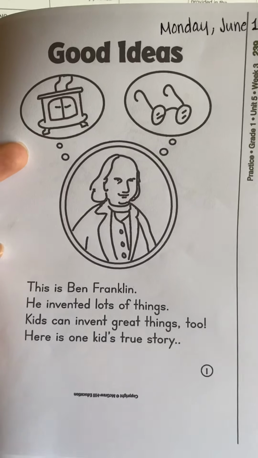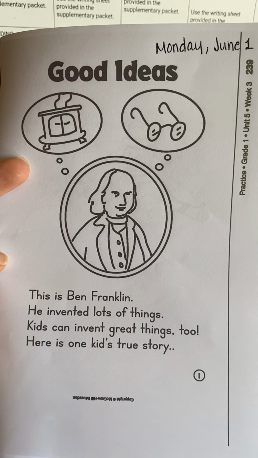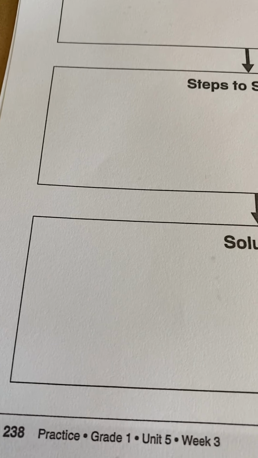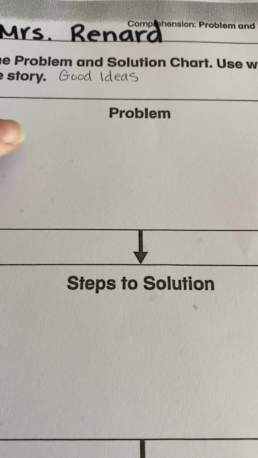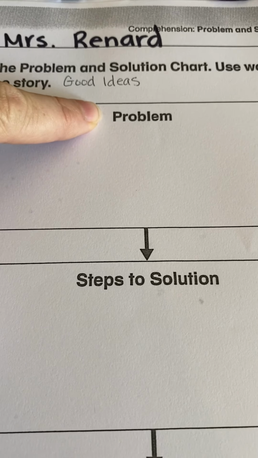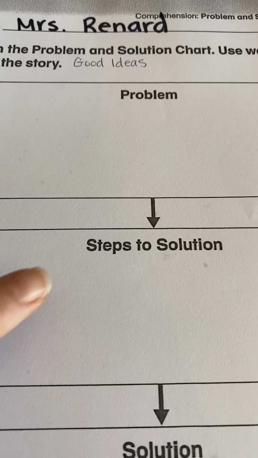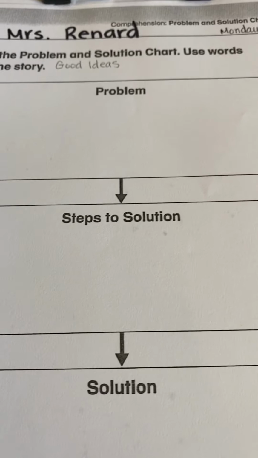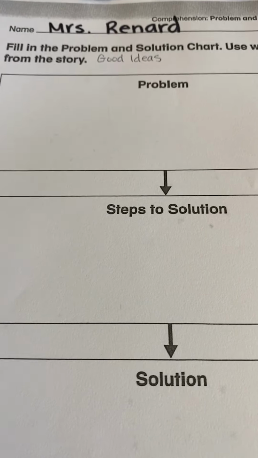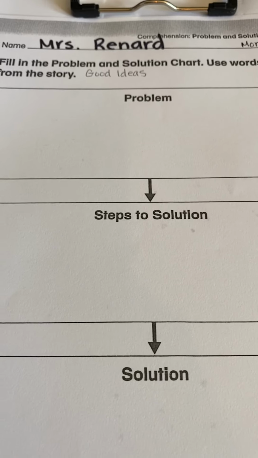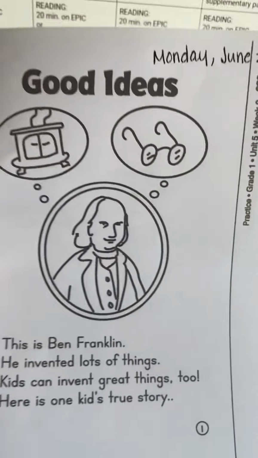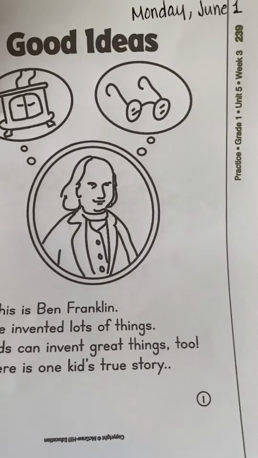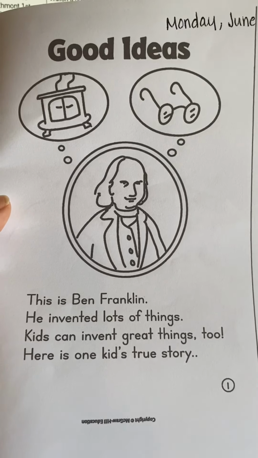Today's Monday, June 1st, and we're going to read the story Good Ideas. When we're done reading the story, we're going to answer the questions on page 238. Those questions are asking us what the problem in the story is, what the steps to the solution are, and what the solution is. A solution is just a way of saying, how was the problem solved? So what was the solution? How was the problem solved? So when I read, you're going to be looking at what is the problem and what were the steps to the solution. All right, Good Ideas.